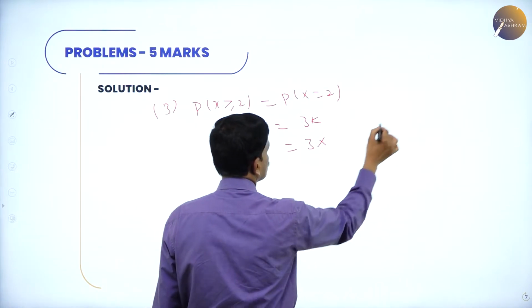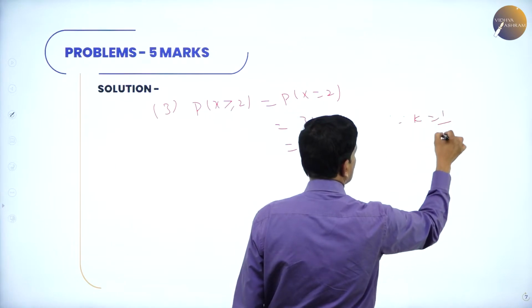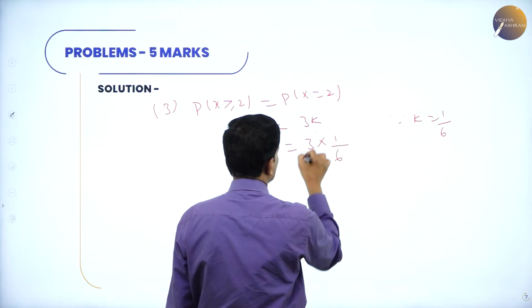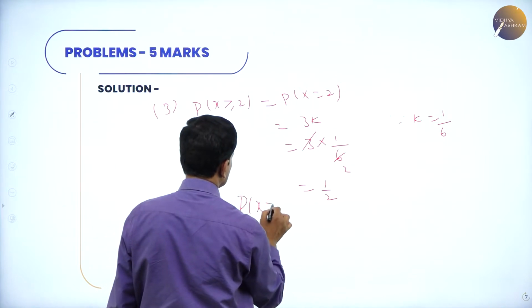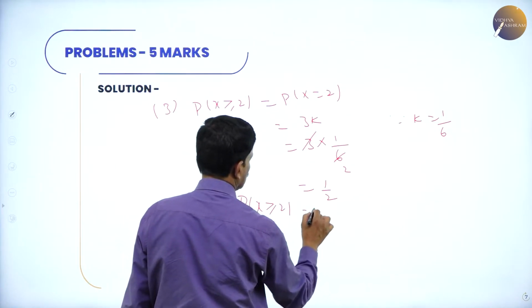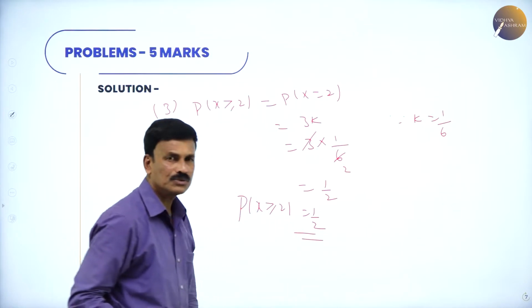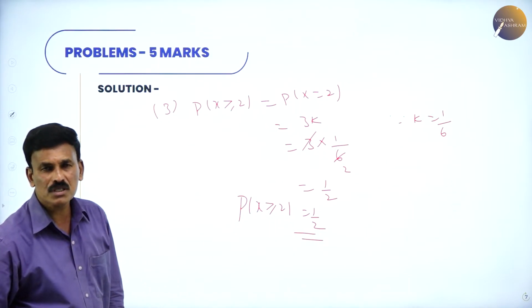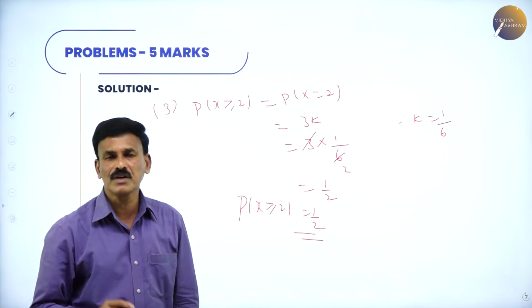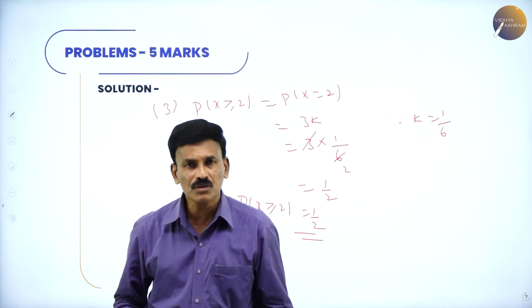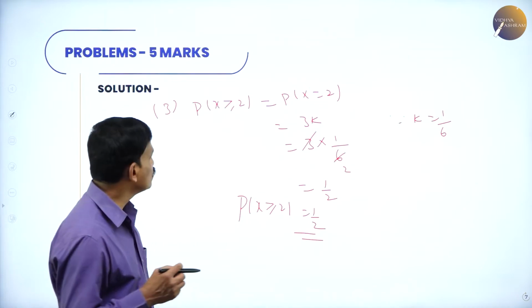This is 3 into, since we know the value of k, k is equal to 1 by 6. So this gets cancelled. This is equal to 1 by 2. So probability of x is greater than or equal to 2 is also equal to 1 by 2. That's it. This is how we are going to solve this probability distribution. Anyway, this type of problems are very, very important. Hope you followed. Okay. Now let us come to the next problem.